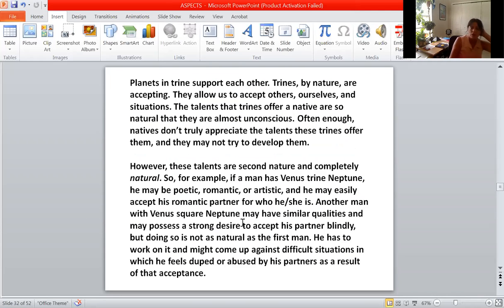Planets in trine support each other. Trines by nature are accepting. They allow us to accept others, ourselves, and situations. The talents that trines offer a native are so natural that they're almost unconscious. Often enough, natives don't truly appreciate the talents these trines offer them, and they may not try to develop them.